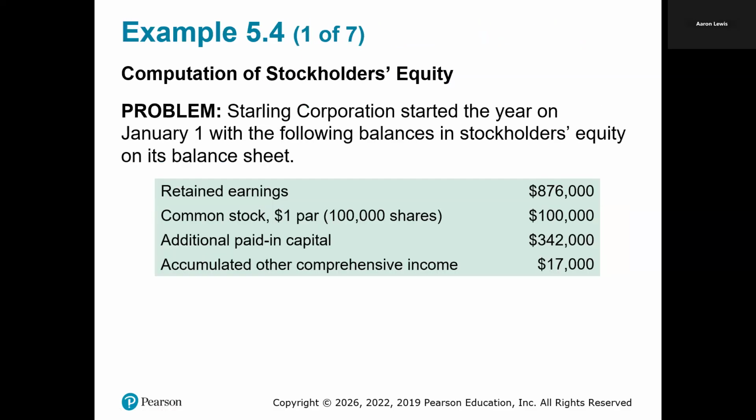So let's do an example right here because it's easier to just put it into practice. We're Starling Corporation, and we're starting the year on January 1st with the following. We're retaining $876,000 worth of earning profits that we made in the past. Up until this point, on January 1st, when we started this accounting period, we had raised a bunch of money from issuing stock. These shareholders that we have paid $100,000, which can be attributed to the par value of these shares that they purchased, but they paid $342,000 above that. That's our additional paid in capital.